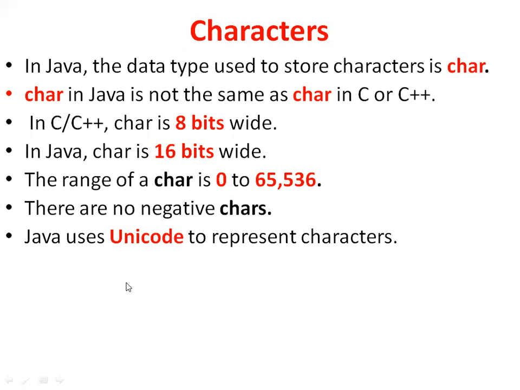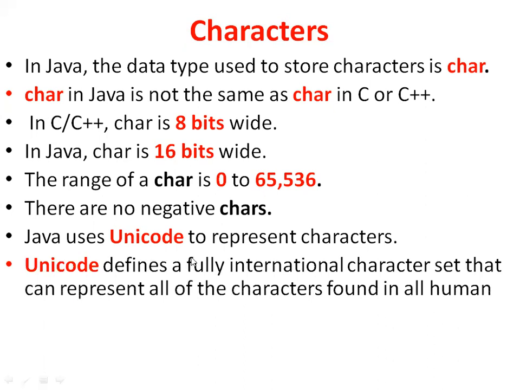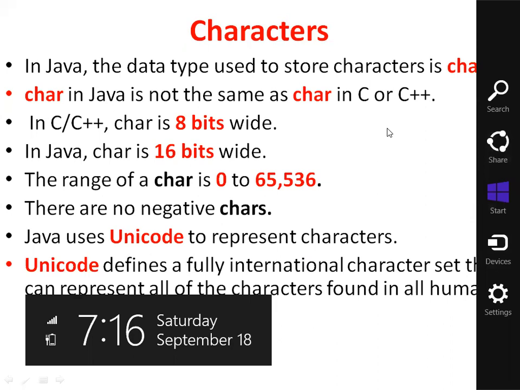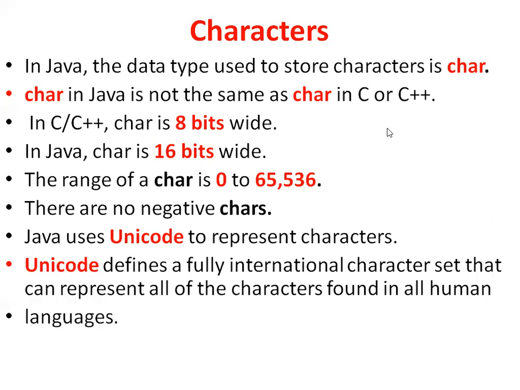If a browser displayed only English, then French people wouldn't like it. So Java has implemented 16 bits to store the characters of all spoken languages. Unicode defines a fully international character set that can represent all of the characters found in all human languages. This is the reason why the Java character type contains 16 bits.